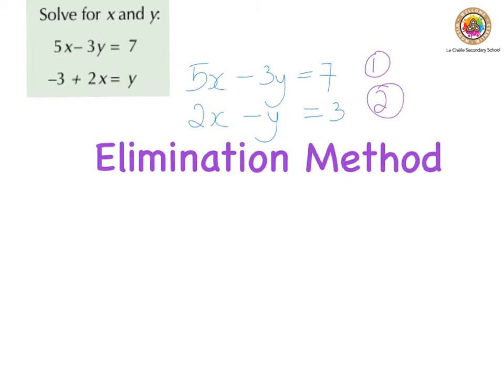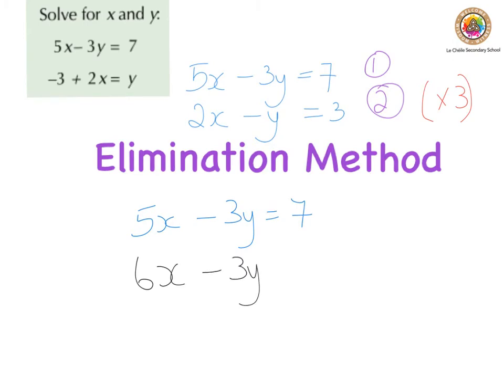But if I was just to multiply across by 3 here, I would have 3y, and then I'd have the coefficient the same thing. So that's what I'm going to do. I'm going to multiply by 3. Okay, so now I'm still going to have my first equation, 5x minus 3y is equal to 7. And now I'm going to have, well, 3 by 2x gives me 6x. So I'll have 6x. 3 by minus y gives me minus 3y. And 3 by 3 gives me 9. So that's equation 1 and equation 2.